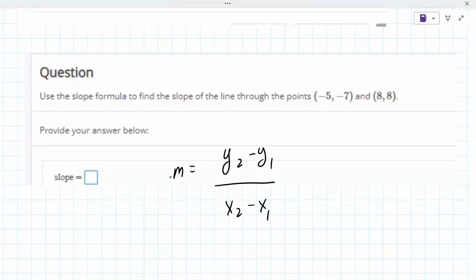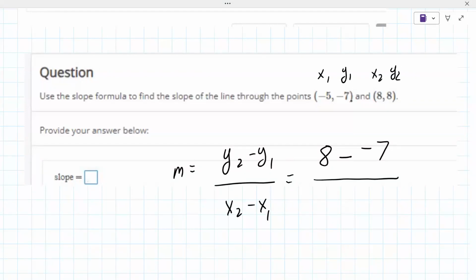Yes. Okay, now what are these? Well, the first ordered pair is X1 and Y1. The second ordered pair is X2 and Y2. So you're literally just taking the numbers and putting them into this equation. Can you tell me the value of Y2? 8. 8. And it's always minus. It's always a minus there. What is Y1? -7. Okay. It's okay. It's double negative.